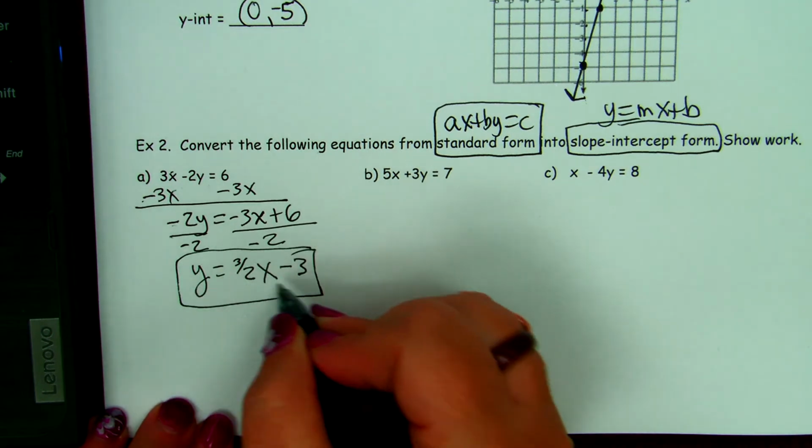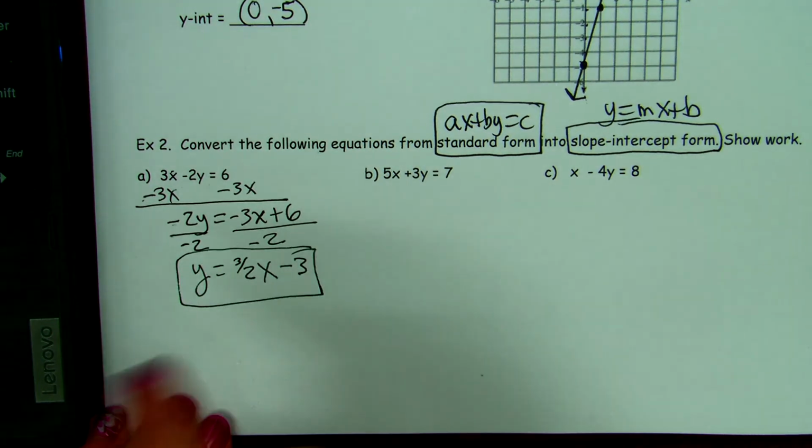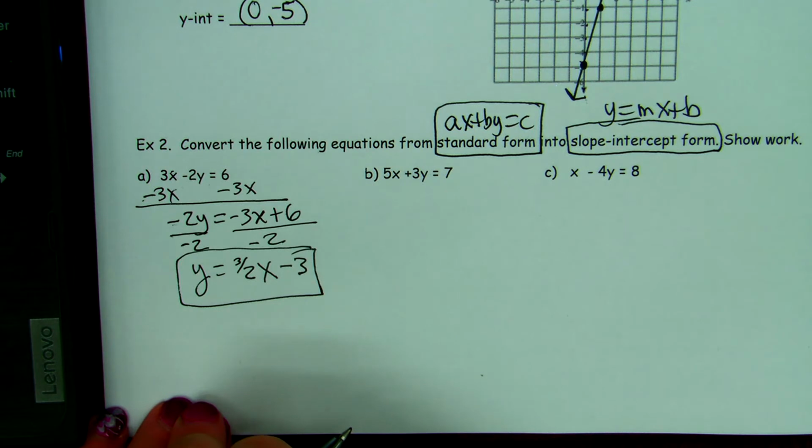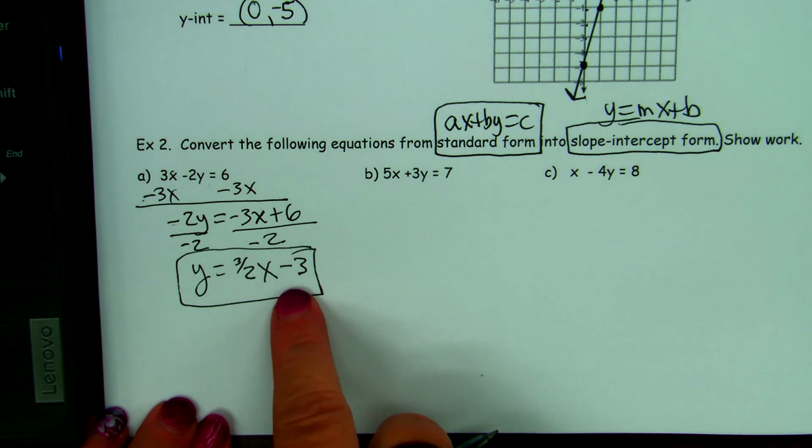Y equals mx plus b. So what's the slope of this line? 3/2. And what's the y-intercept? (0, -3).